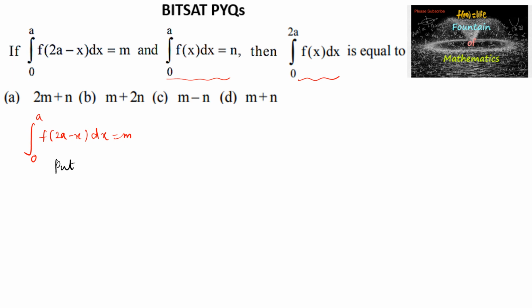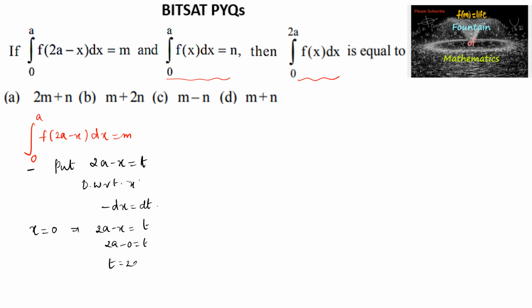Let us simplify by substituting 2a minus x is equal to some t. So differentiating, we get minus dx is equal to dt, or dx is equal to negative dt. Also, whenever x is equal to 0, the lower limit, 2a minus 0 is equal to t, so we get t is equal to 2a. And whenever x is equal to a, the upper limit, t is equal to 2a minus a, which is equal to a.